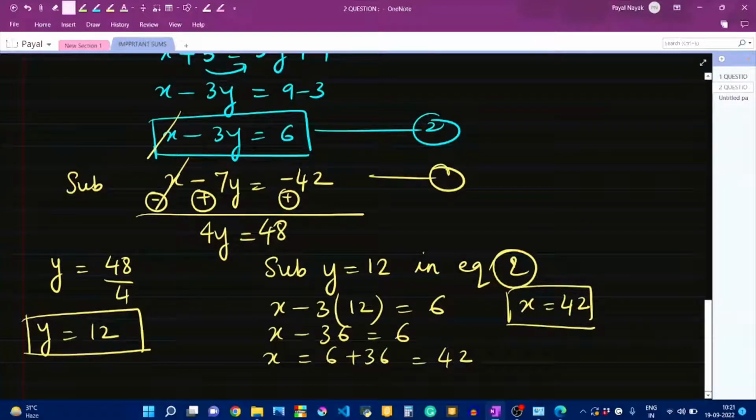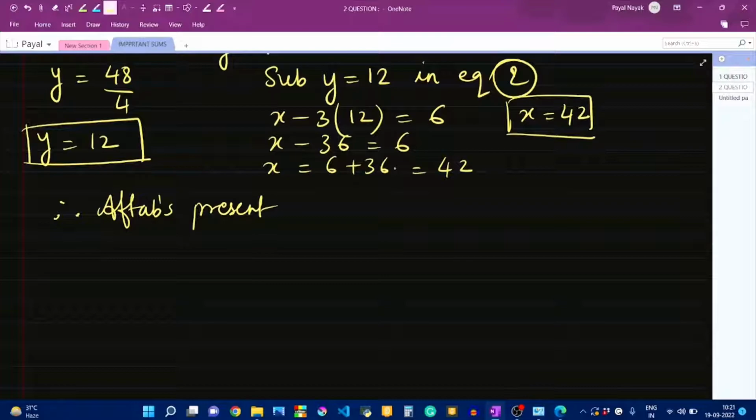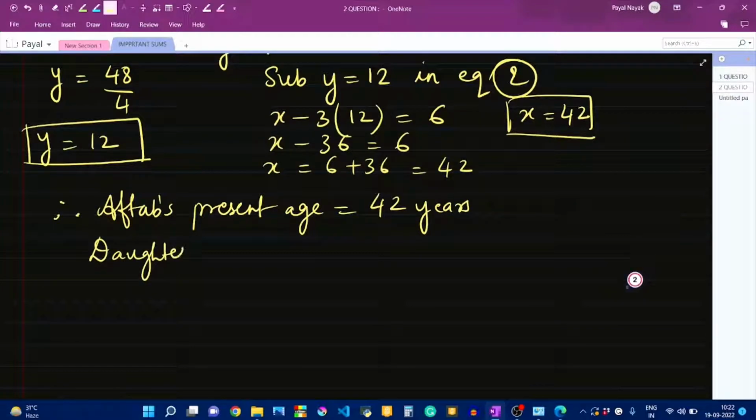So if you just conclude, what is your conclusion statement? The conclusion statement will be: therefore, Aftab's present age is 42 years and his daughter's present age is 12 years.